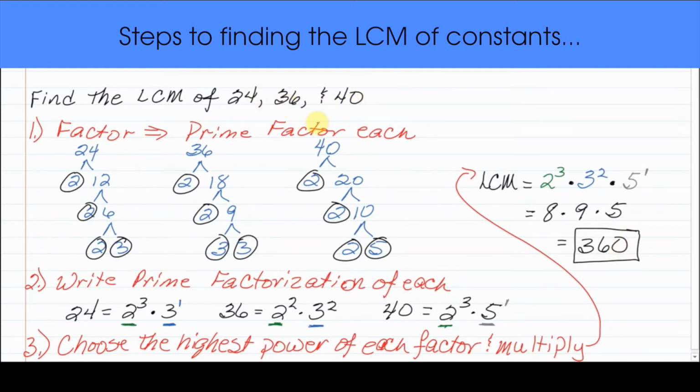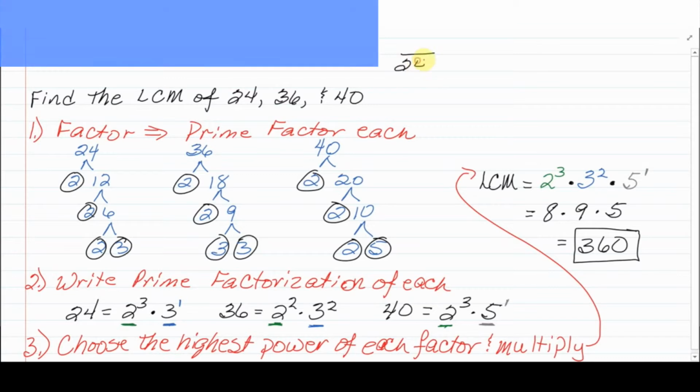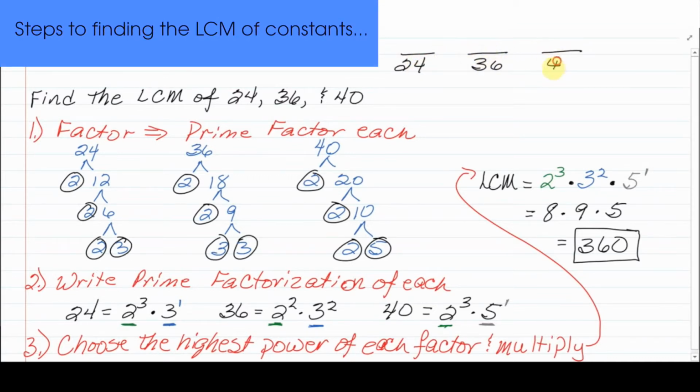Well, how do we use that? What does that mean? That means if we had fractions that had denominators of 24, 36, and 40, and we wanted to add them, then 360 would be our least common denominator. It is the smallest number that if you were to list the multiples of 24, multiples of 36, multiples of 40, 360 is the smallest number that would be found in all three lists.